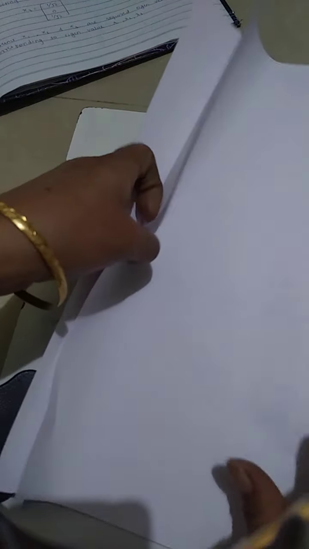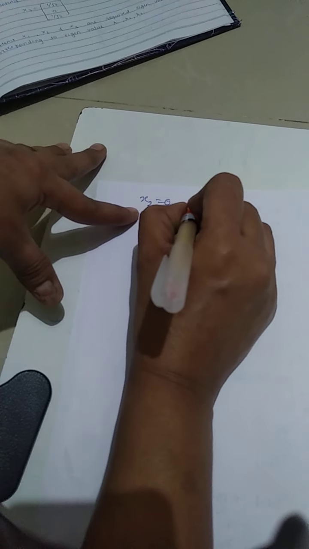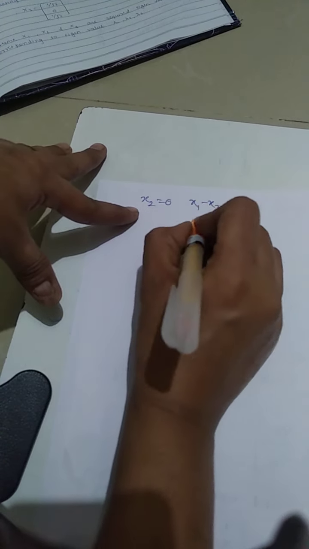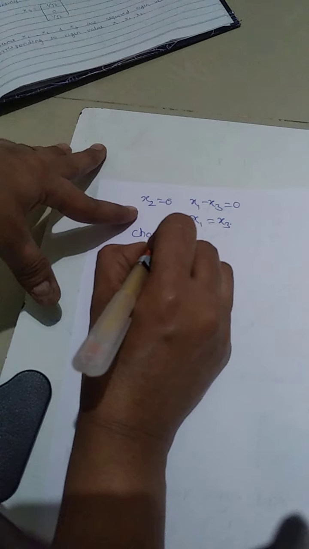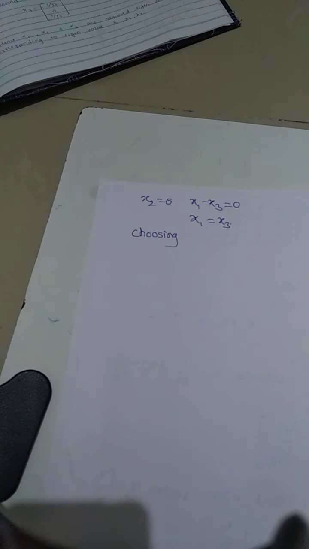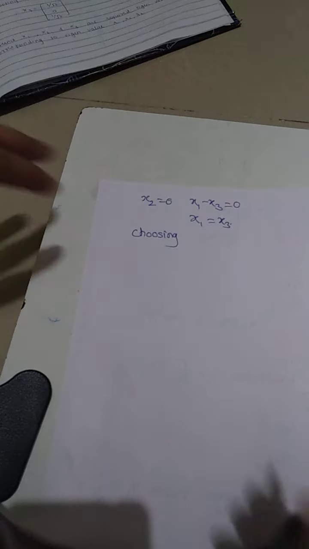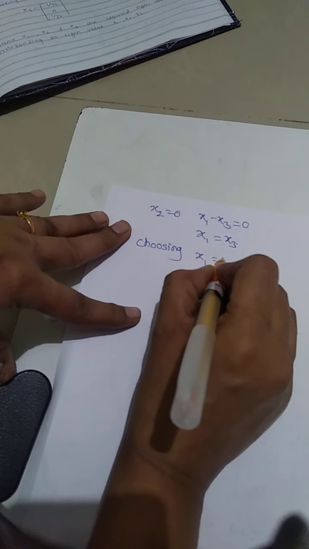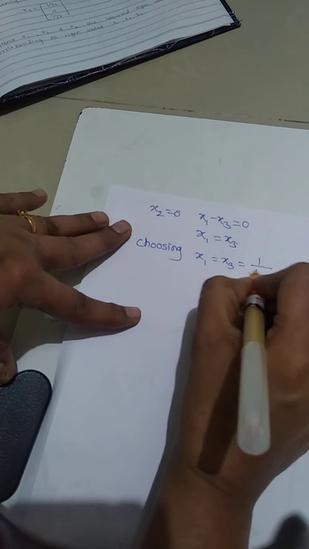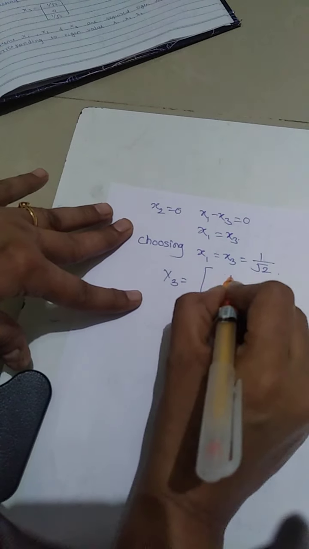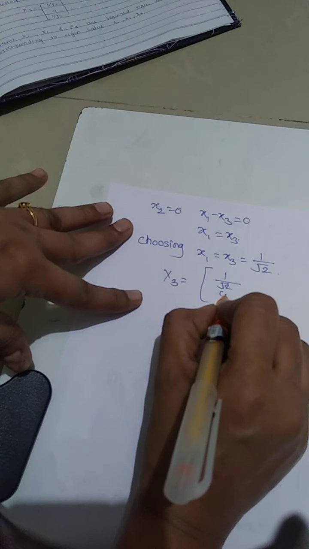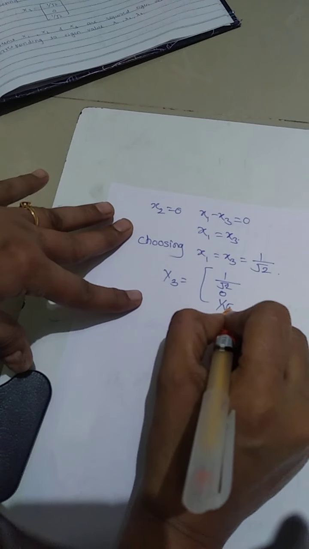Then we get x2 is equal to 0. Then x1 minus x3 is equal to 0 means x1 is equal to x3, and choosing x1 is equal to x3 is equal to 1 by root 2, we get the eigenvector X3 is equal to (1 upon under root 2, 0, 1 upon under root 2).